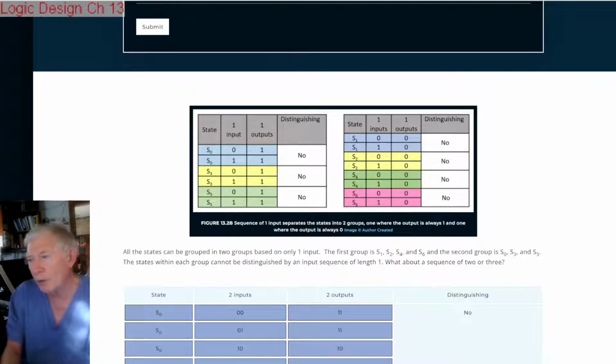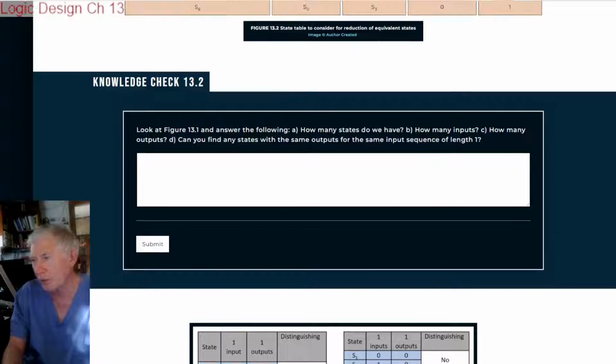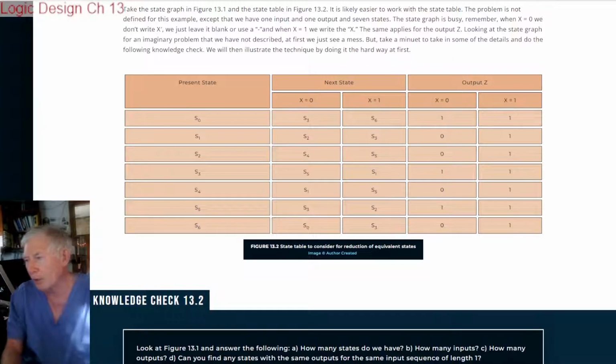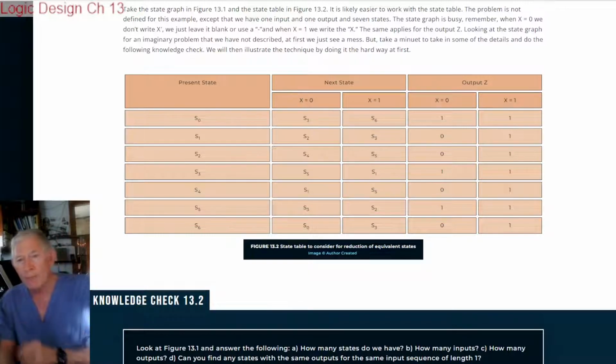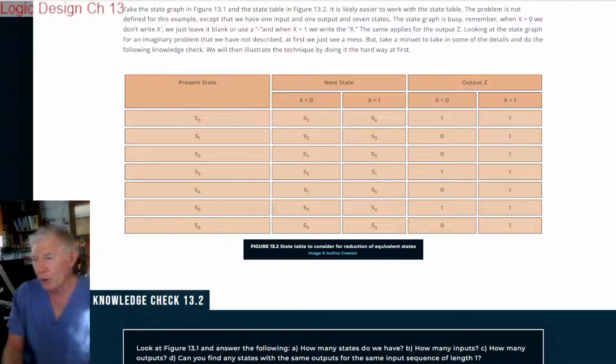All right. So now we're able to, so that accounts for S0, 1, 2, 3, 4, 5, and 6. So that's all our states. So all our states are able to be separated because they have this pattern of outputs into two groups. But that's based on just the first input. Now, the first input, of course, changes them to a new state. Then you have to look and see what their next outputs would be.